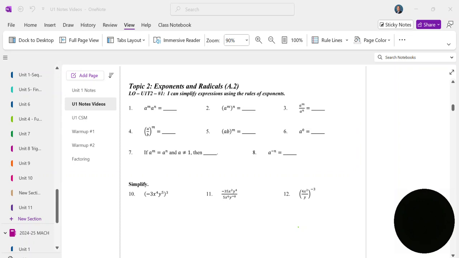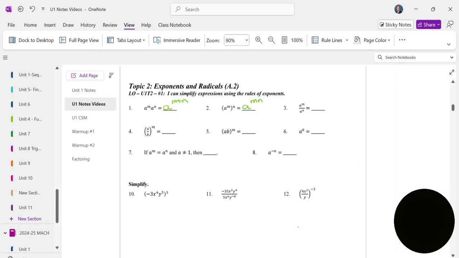Welcome to tonight's video on topic 2, exponents and radicals. Just a couple of rules here to remember: when you're multiplying things with the same base, you add the exponents. When you raise an exponent to a power, you multiply.